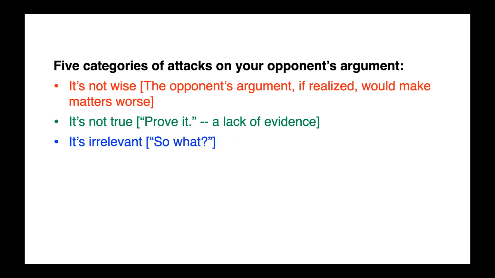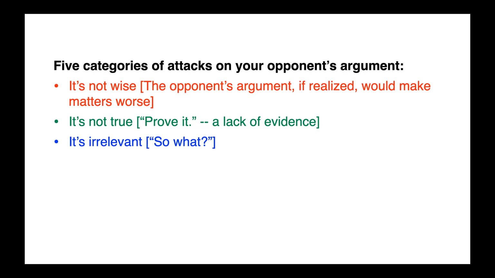The next one is it's irrelevant. And this is the other move we learned from the playground. So what? When someone says, so what? Even if they're like 6 years old, they're making a very sophisticated argument. They're saying, let's assume for the purposes of argument that what you say is true. It really doesn't have any bearing on my argument at all.